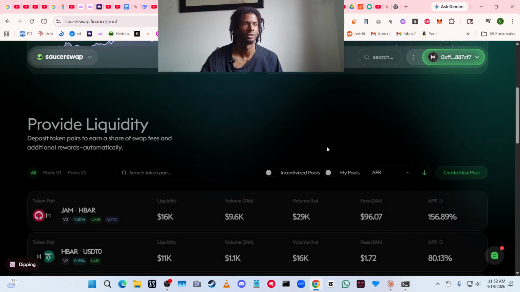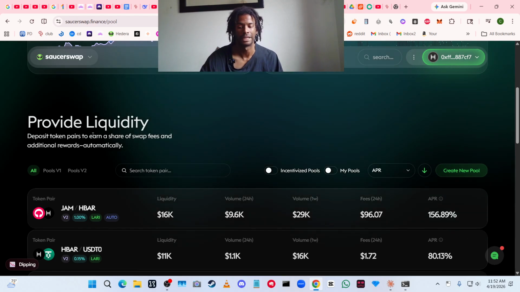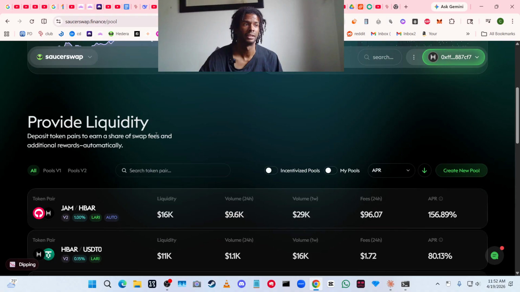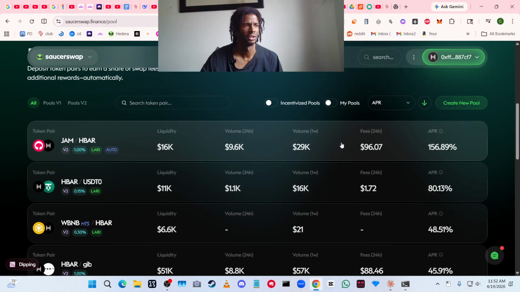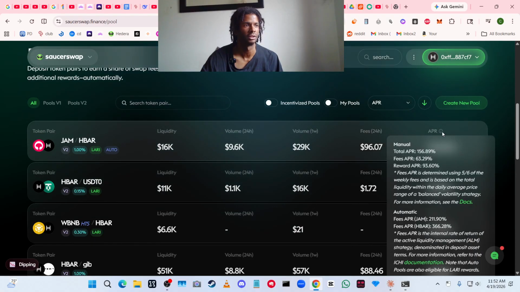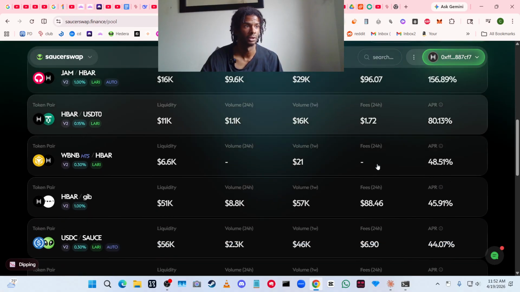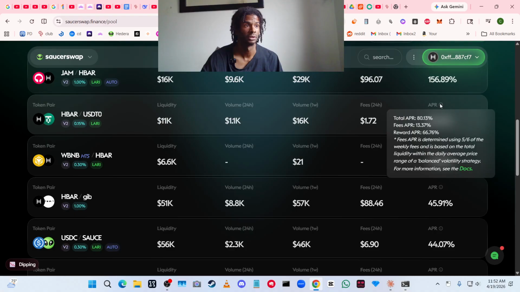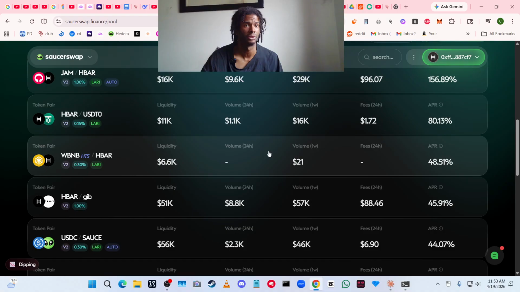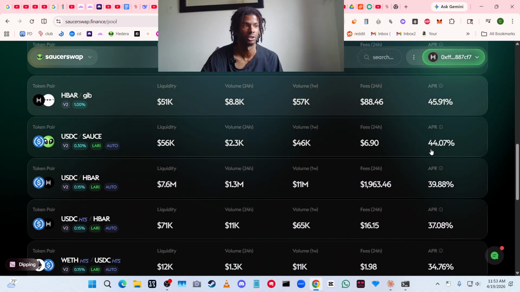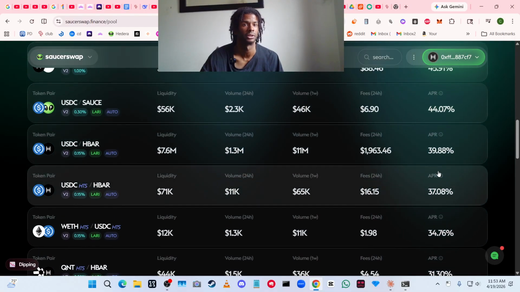Okay, so we're going to scroll down, and these are liquidity pools. I did say passive yield, but it's kind of passive. Look over here: this is the APR. This is the rate that you get per year, the return you get per year. These are all pretty good APRs: 80%, 48, 39, 37. These are solid returns, you know what I'm saying?